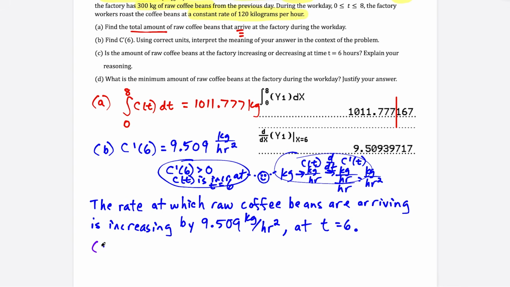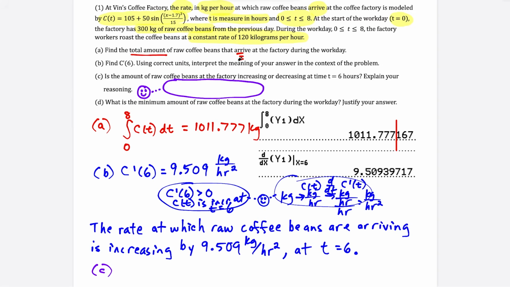So now for part C, we want to determine if the amount of raw coffee beans at the factory is increasing or decreasing at time t equals 6 hours. And we have to explain our reasoning. So we have to actually write a sentence here. What I'm thinking about for this part is I'm going to compare the rate in and rate out at t equals 6. So think about what is the rate in function. They gave us the function C of t. C of t was the rate that raw coffee beans arrive at the factory. So that's our rate in function, C of t. So we have to compare C of 6 to the rate out. And the rate out is a constant rate of 120 kilograms per hour.